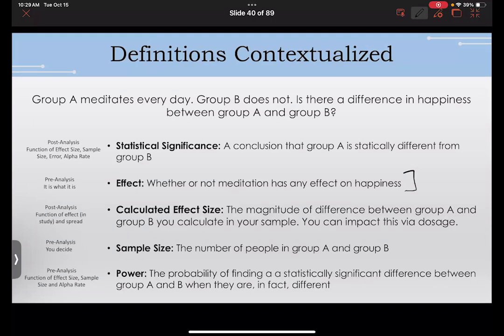Oh yeah. And how is pre-analysis when it has effect size?